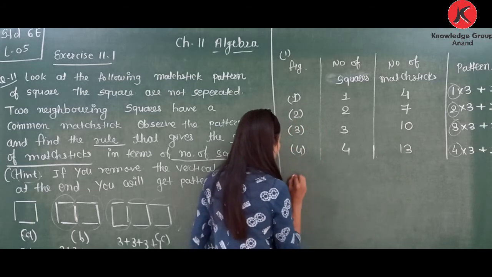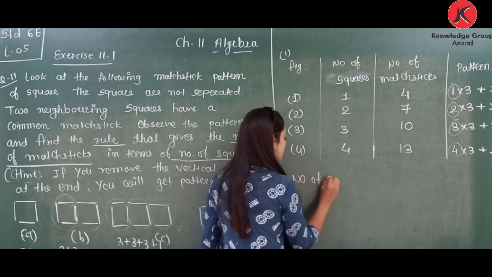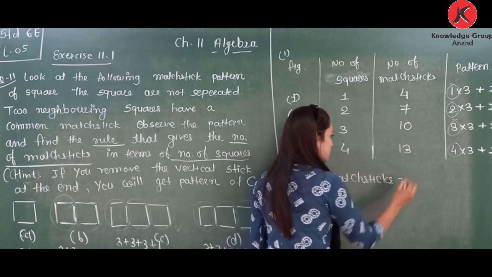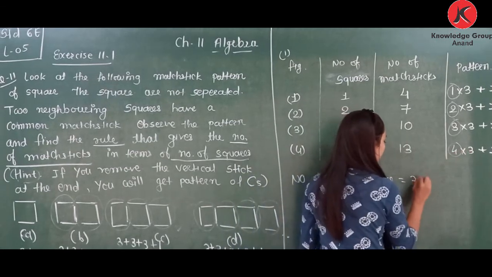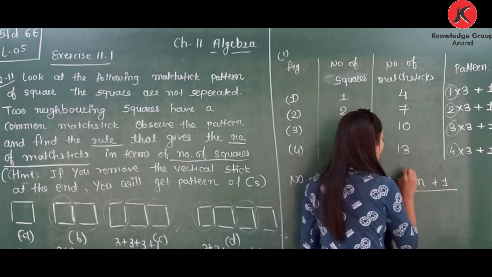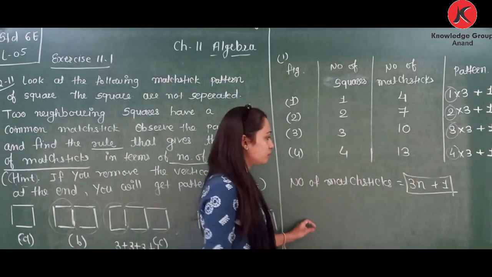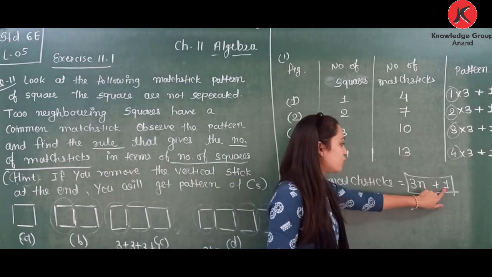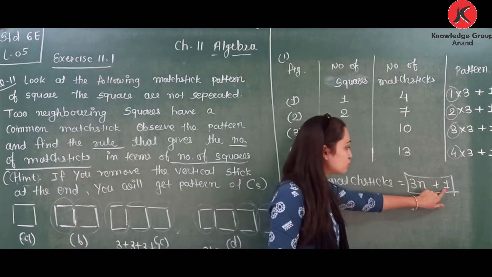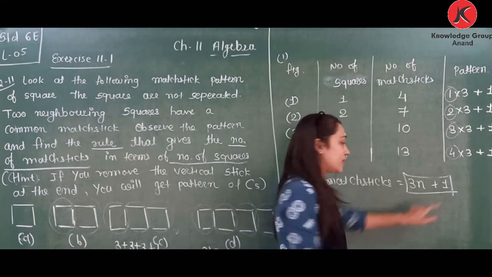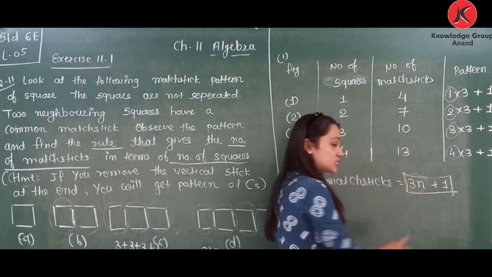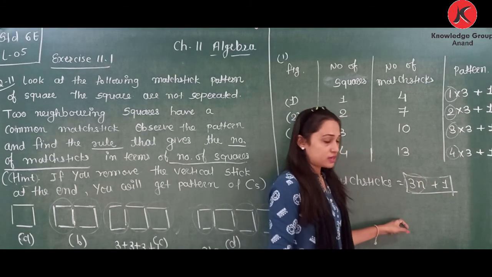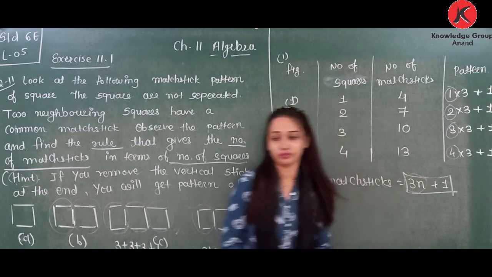So that's why the number of matchsticks is equal to 3n plus 1. This will be the rule for the square pattern. Clear? Why do we add 1 at the last? Because if we remove the vertical stick that joins two squares and add it at the end, then we get the pattern for C. This is the pattern for C, and one matchstick that we add at the end. So this way we can find the rule.